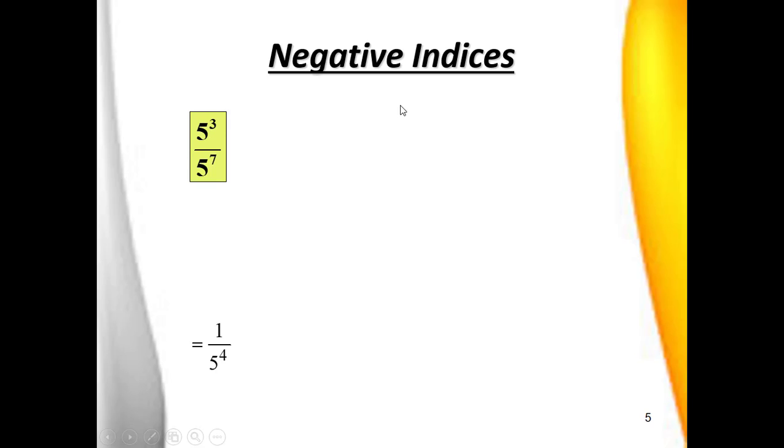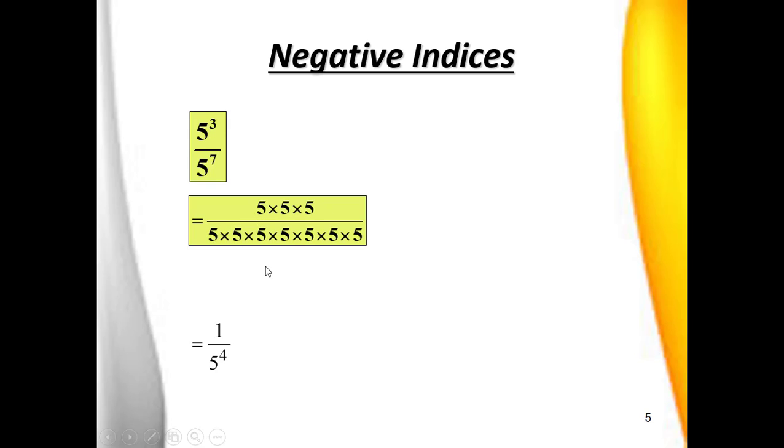Now what about negative indices? How do we get negative indices? Look at this example. 5 to the power 3 divided by 5 to the power 7. If you do the arithmetic way, you are going to list 3 5s on the numerator and 7 5s on the denominator, right? So by cancellation, dividing by 5, dividing by 5, dividing by 5, you're going to get 1 over 5 times 5 times 5 times 5, which is actually 1 over 5 power 4.